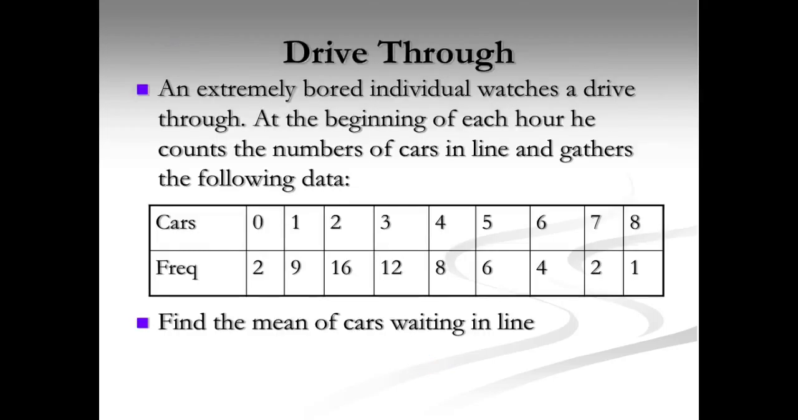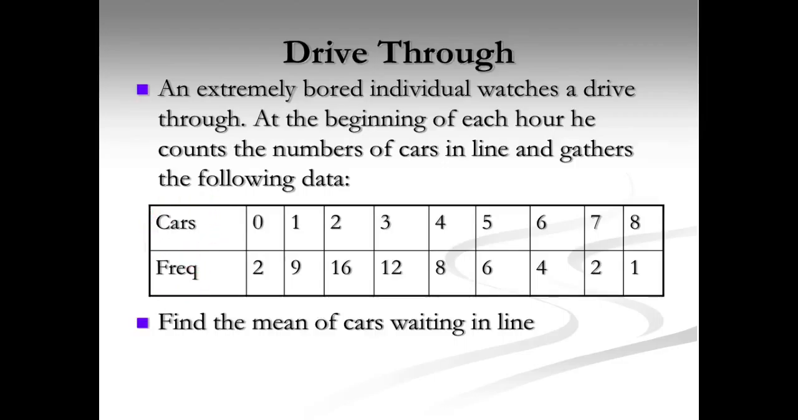For our next example, we have an individual who watches a drive-thru, and at the beginning of each hour, he counts how many cars are in line. If you look at our frequency table, we can see that 2 times he counted 0 cars, 9 times he counted 1 car in line, 16 times he counted 2 cars. So this means that our frequency is going to represent the number of times he's counted, and then we have how many cars he's counting in line.